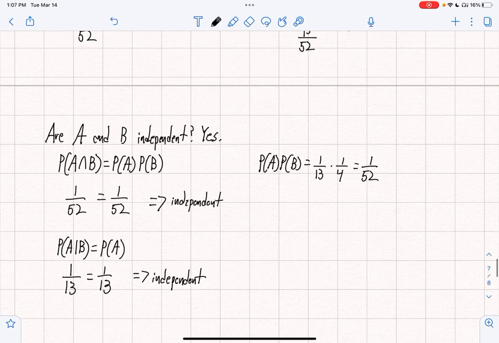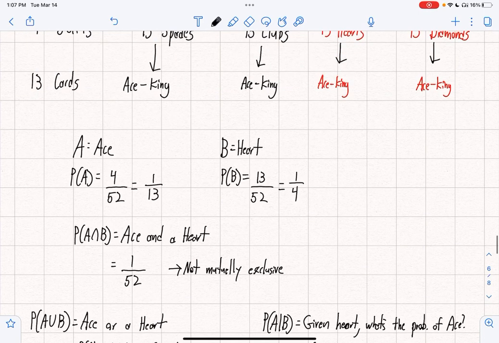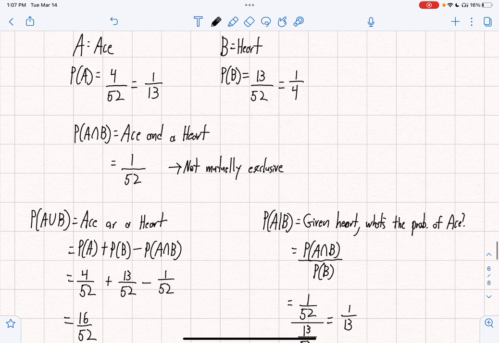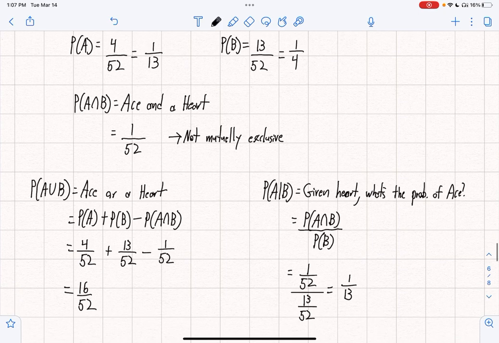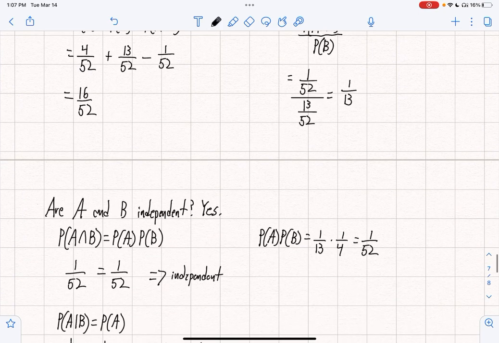Okay, so we just practiced calculating probabilities using intersection and unions, and calculating conditional probability, and determining if events were mutually exclusive and independent.